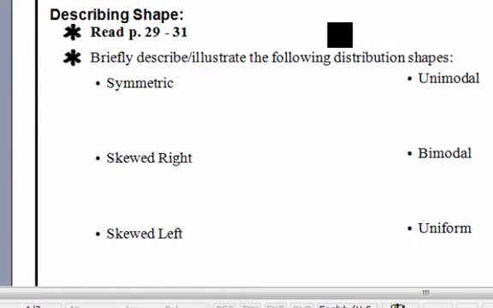When we describe the distribution shape, concentrate on the main features. Are there any major peaks? Not minor ups and downs. We're not going to be looking at those. Look for clusters of values and obvious gaps. Look if it's roughly symmetric or there's a clear skewness. There's our skewness right here.